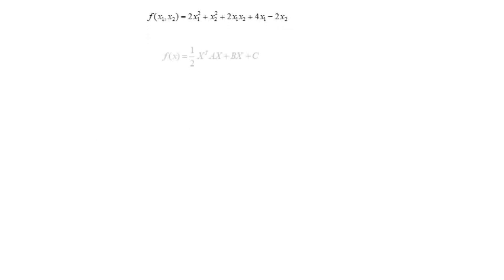Method 1 to find optimal step lambda. In the first method we need to find matrix A. For this, the given quadratic equation f of x is mapped to the new form as half of x transpose A x plus b x plus c. Arrange f of x in the order of terms with x1 square, followed by terms with x1 and x2, followed by terms with x2 square, followed by terms with only x1, followed by terms with only x2, followed by constant terms in the equation.